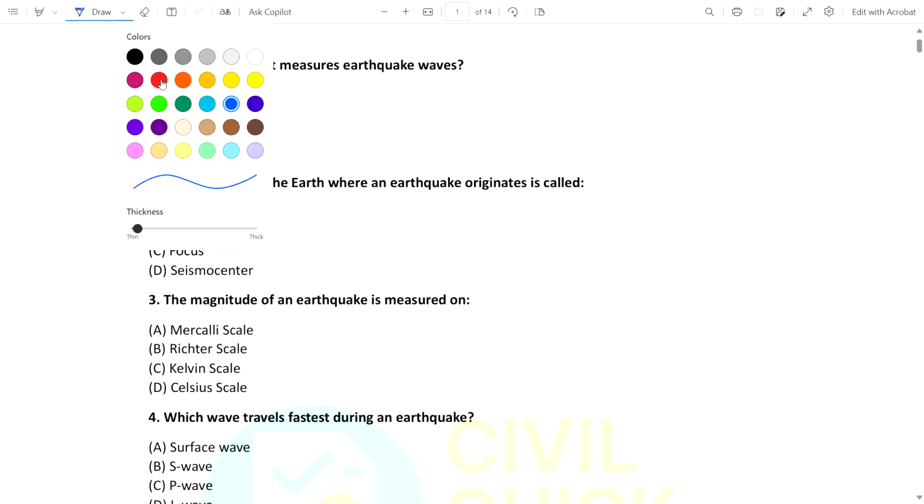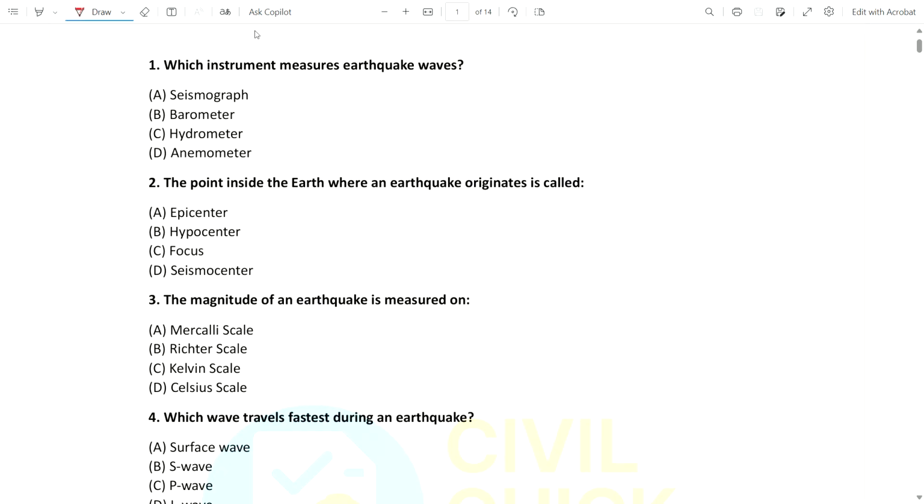Today I am going to discuss with you the previous year questions on earthquake engineering. So let's come to the first question. Which instrument measures earthquake waves? You can see the options given: seismograph, barometer, hydrometer, anemometer. Here the correct option is seismograph. With the help of a seismograph we can measure earthquake waves.